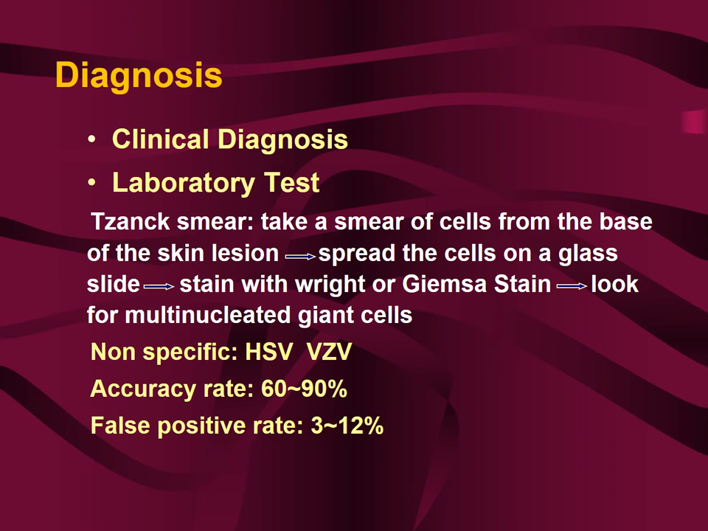Diagnosis is based on the clinical picture and laboratory tests. Laboratory tests include the Tzanck test, or Tzanck smear. Take a smear of cells from the base of the skin lesions and then spread the cells on a glass slide. Then we stain with Wright or Giemsa stain and look for multinucleated giant cells, Tzanck cells.